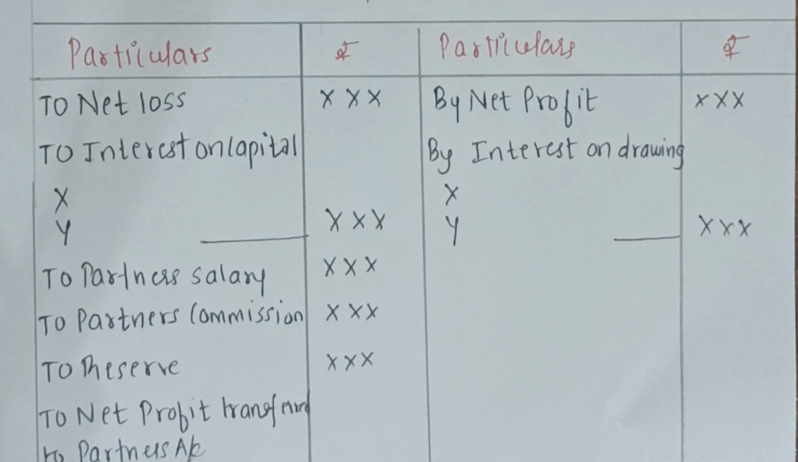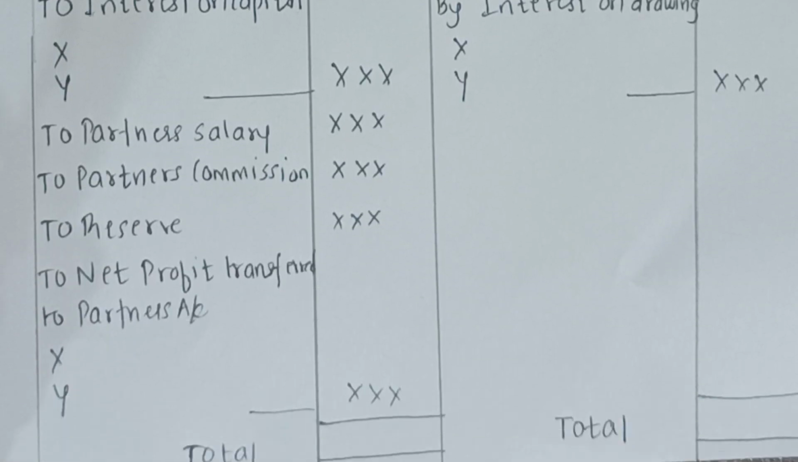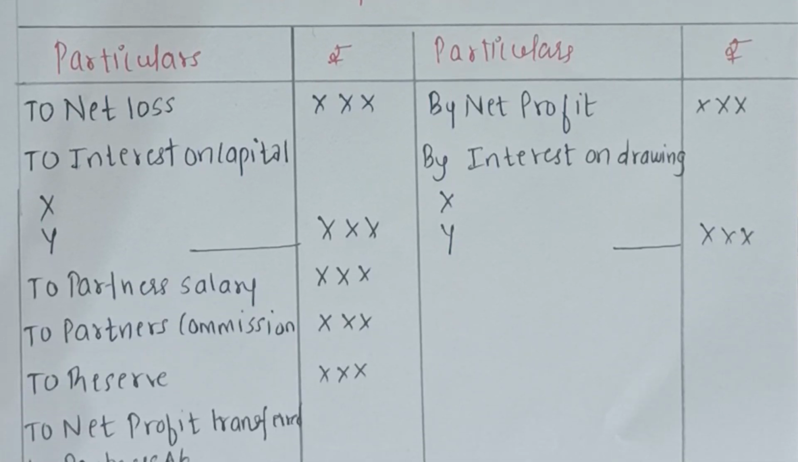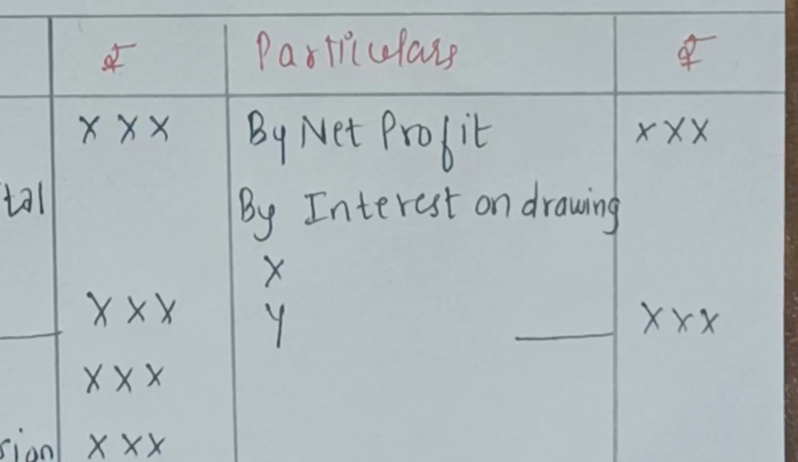Moving forward, we have the format of profit and loss appropriation account. We write it as profit and loss appropriation account. On the next line, we write for the year ended, for example 31st March 2019, as given in your problem. Then you draw the rulings: particulars, amount, particulars, and amount. Let's start with the credit side.